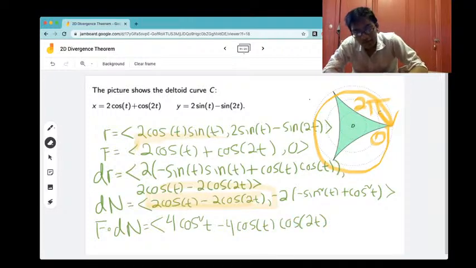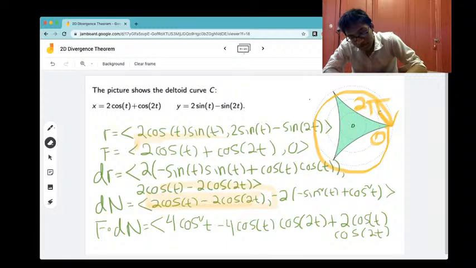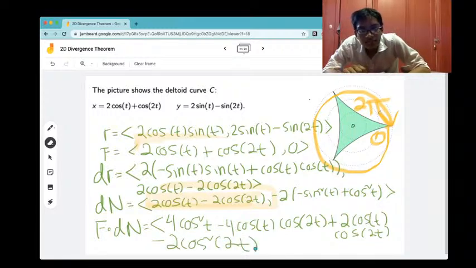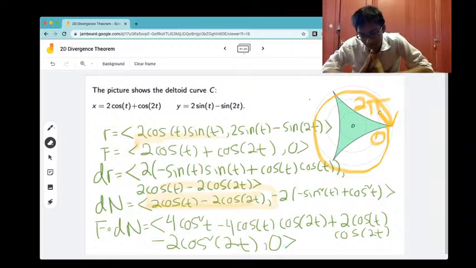Plus 2 cosine t cosine 2t, and then finally minus 2 cosine squared 2t. Is that it? I do believe that is it, right? So let's just write the y component of 0, and we're done with f dot dn. What a crazy little problem right here. Maybe you could simplify this, and I'm sure you can, because minus 4 plus 2 is still going to give us minus 2 cosine t cosine 2t.